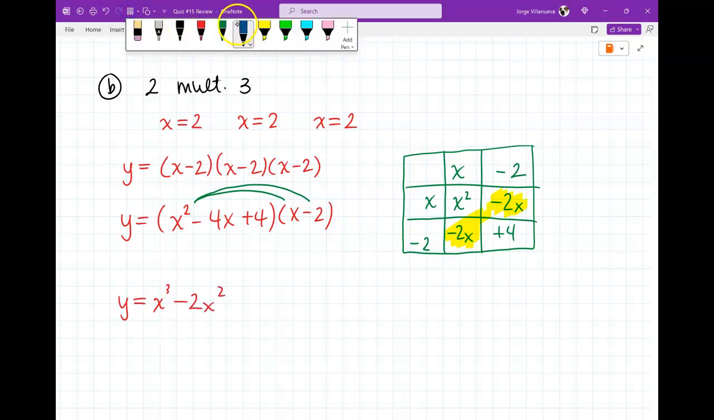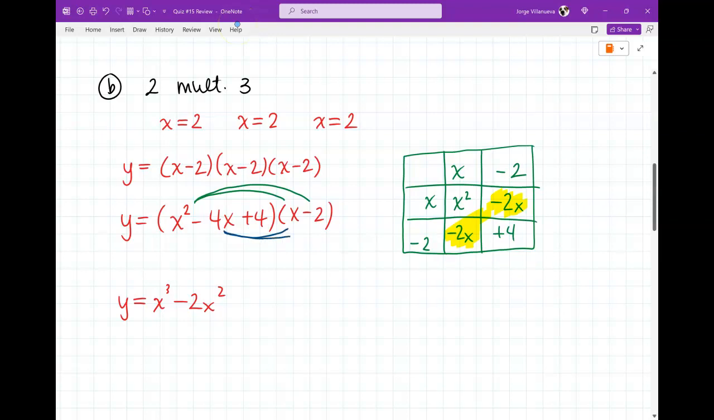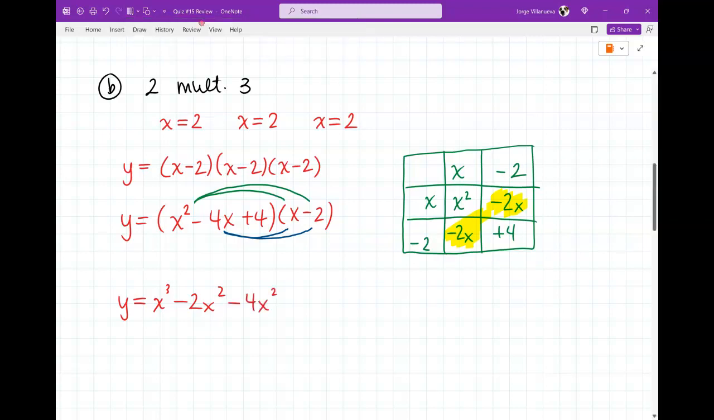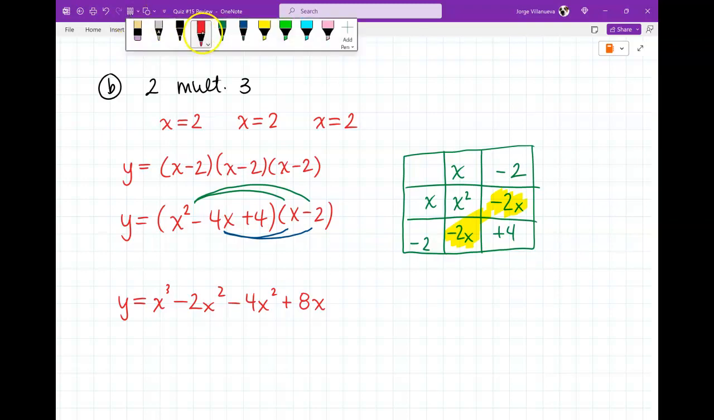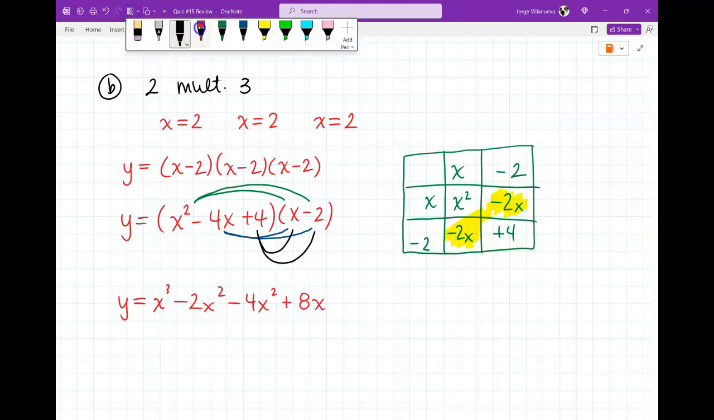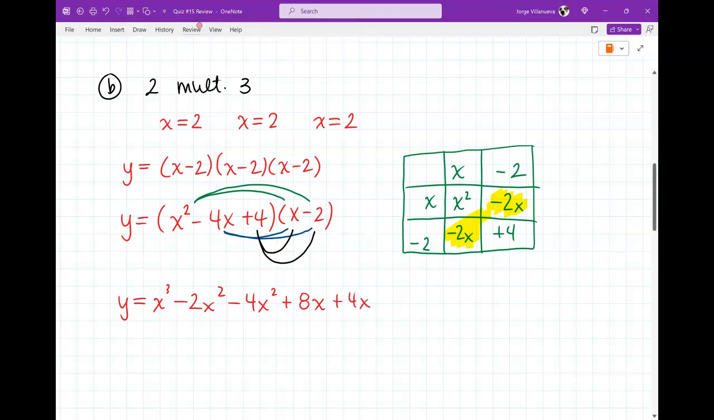Now let me distribute the middle term. So negative 4x times x is negative 4x squared. And negative 4x times a negative 2 is a positive 8x. And now I'm going to distribute the last term. This is one where I kind of exaggerate the loops just to make them a little more obvious. So 4 times x is 4x. 4 times negative 2 is negative 8.